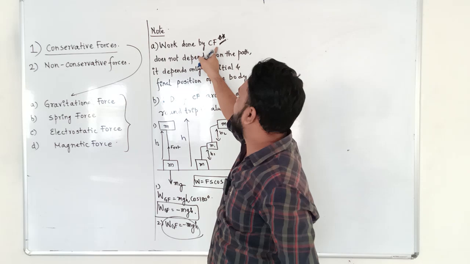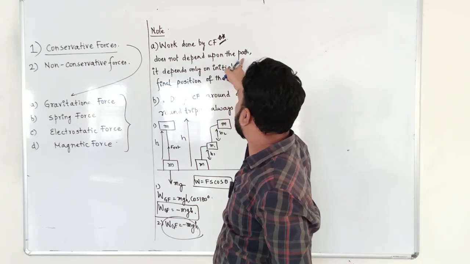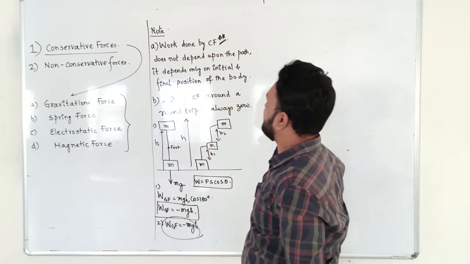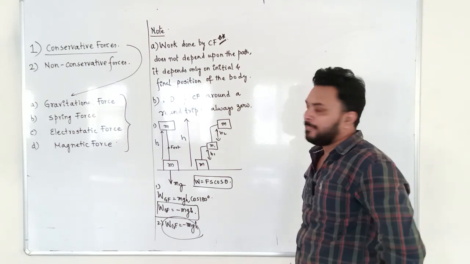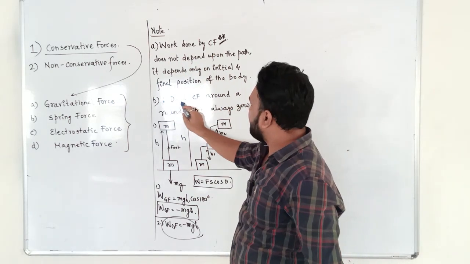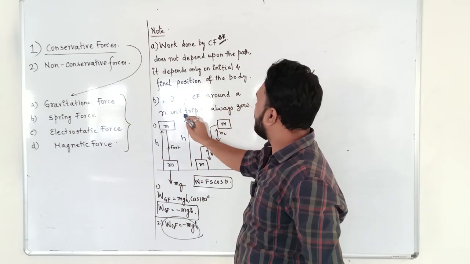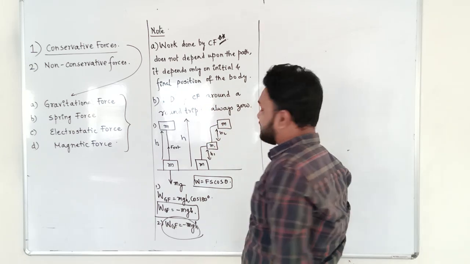Work done by a conservative force does not depend upon the path. It depends only on the initial and final position of the body. Now, work done by a conservative force around a round trip is always 0. What do you mean by this?